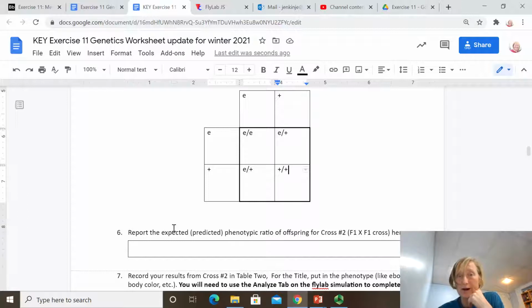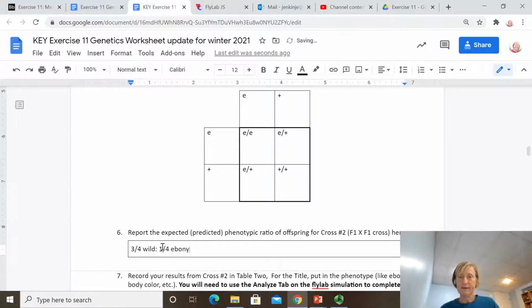3 of the 4 are wild type or expected to be wild type, and 1 of the 4 are expected to be ebony. So my expected phenotypic ratio, I'm just going to leave these in fractions. I like that so much better. 3 of the 4 offspring should be wild type, and 1 of the 4 offspring should be, in fact, ebony, right? That's what my predictions are.